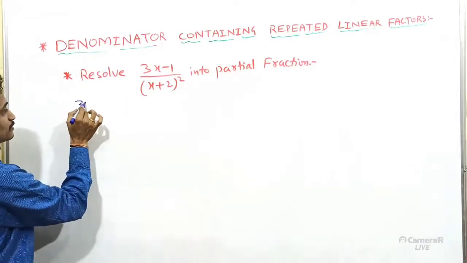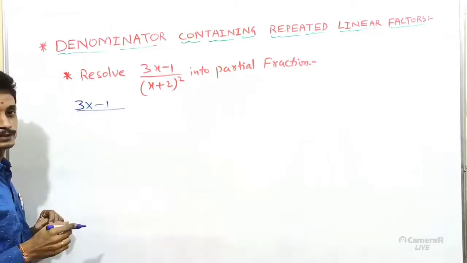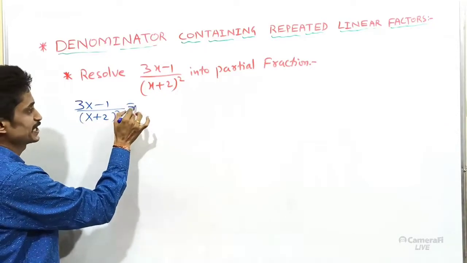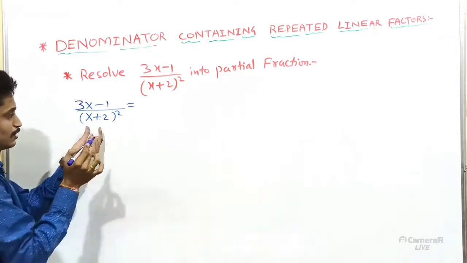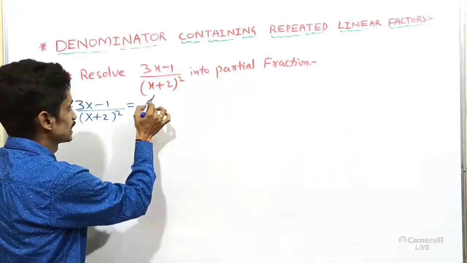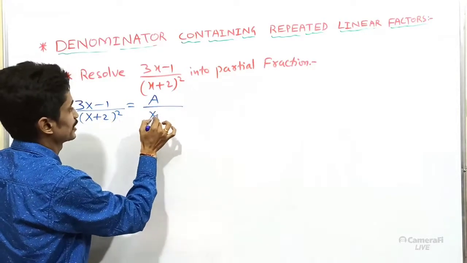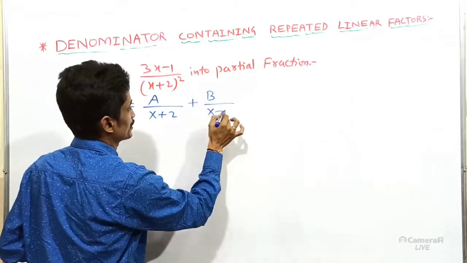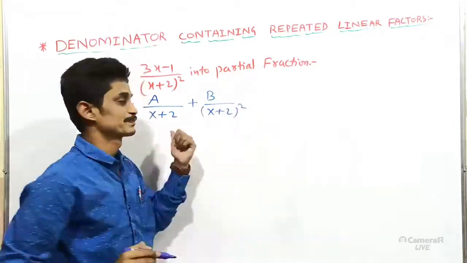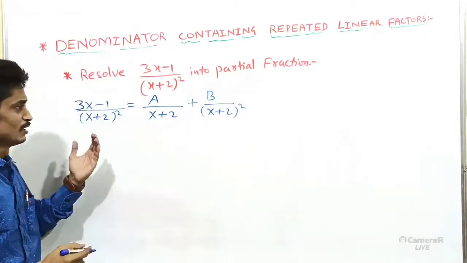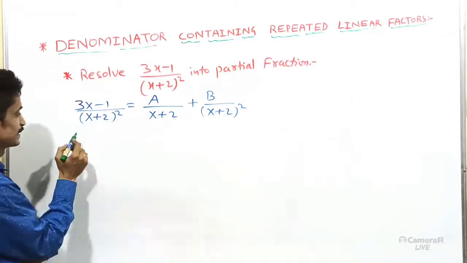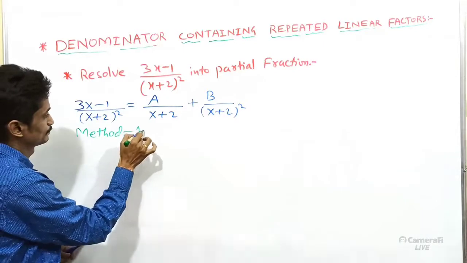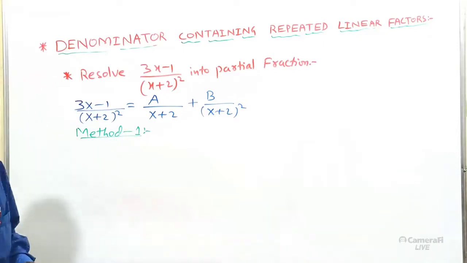Let me write (3x minus 1) divided by (x plus 2) whole square equal to, how can we write? Only twice it's repeated, so a divided by (x plus 2) plus b divided by (x plus 2) whole square. Clear? Next, we'll go to method number 1, that is the easiest method.